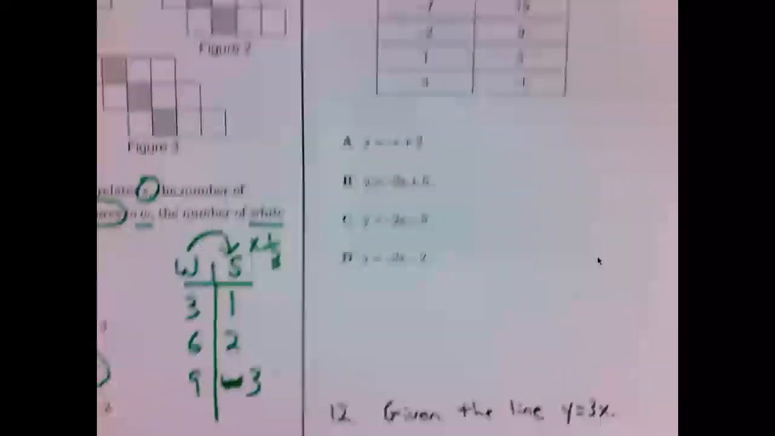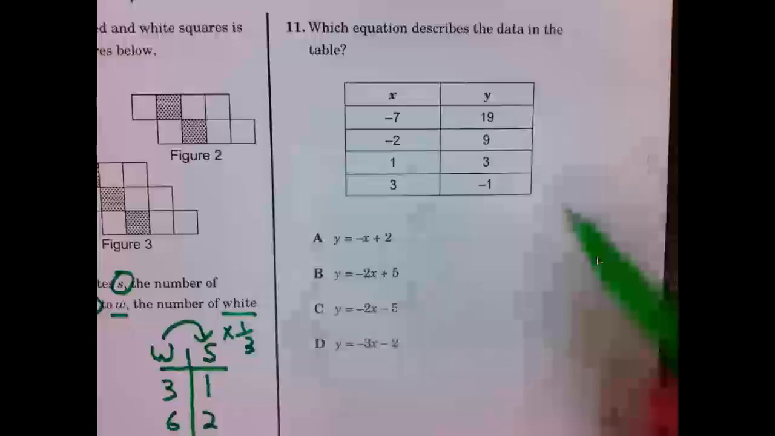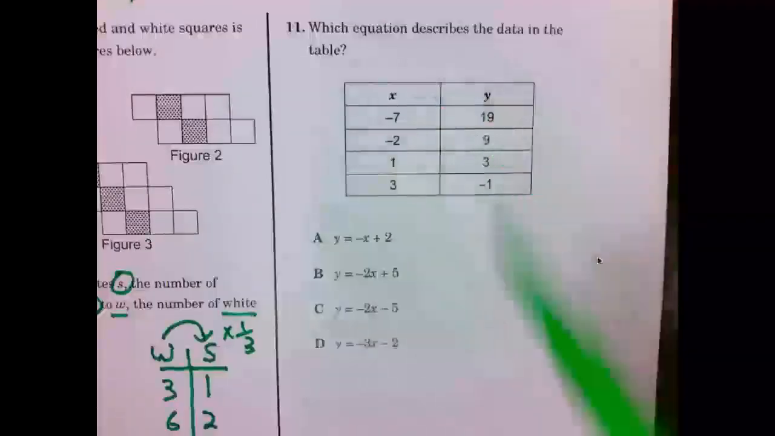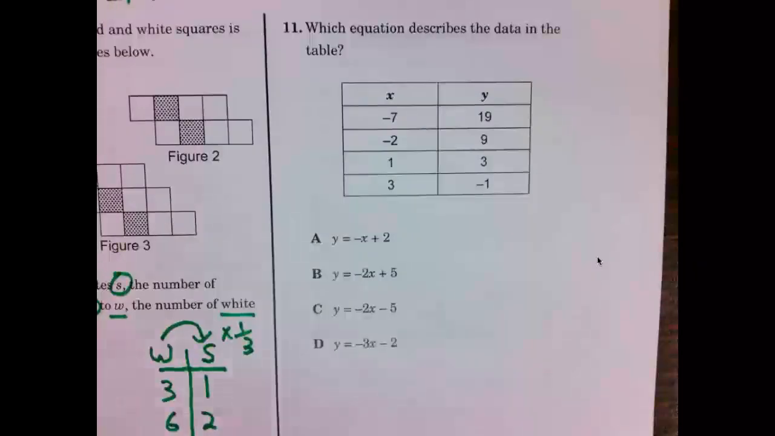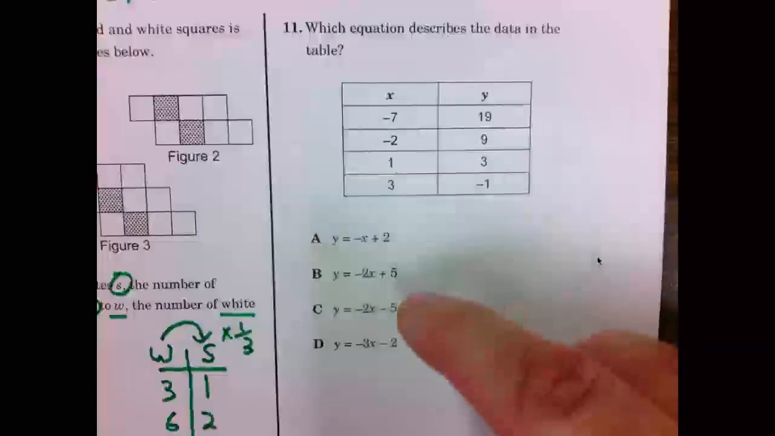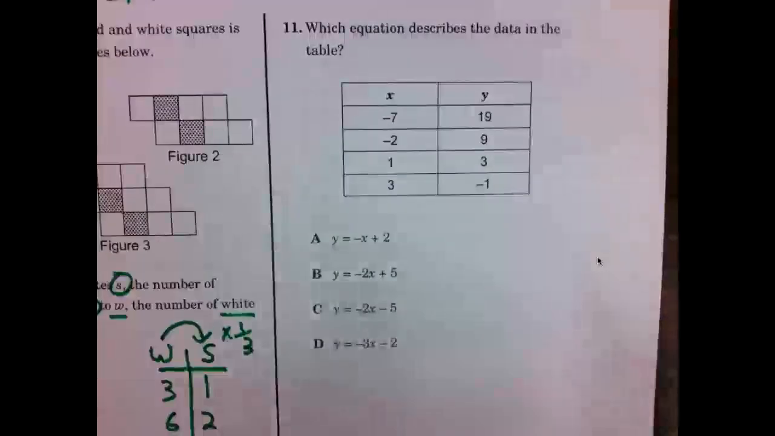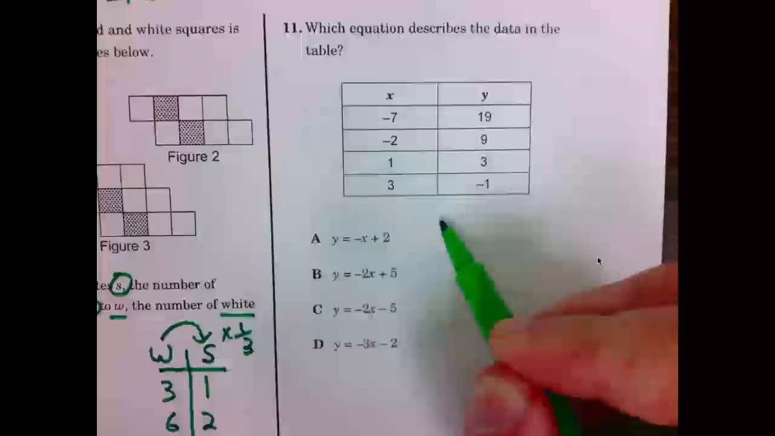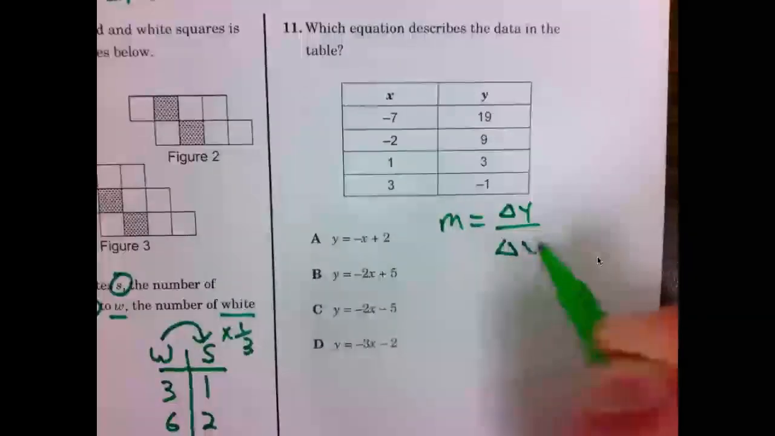Alright, problem number 11. Which equation describes the data in the table below? Well, we just learned how to do this today on the calculator. We can take this data and find the correct equation. I'm going to show how we can find the slope by hand again. Remember, slope is change in y over change in x.